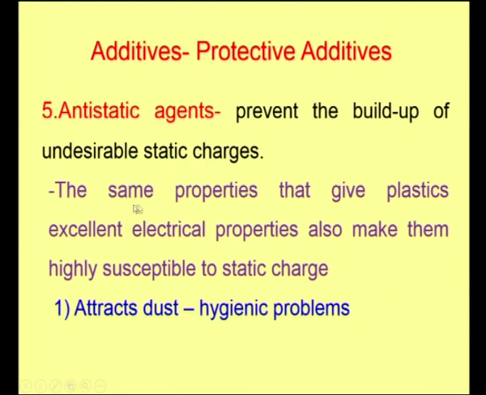Next important protective additive is the anti-static agents, which actually prevent the buildup of undesirable static charges. The same properties that give plastics excellent electrical properties also make them highly susceptible to static charge. So, nowadays people do expect conductive applications from polymers. Therefore, while you make a polymer conducting, at the same time it also makes the system prone to accumulation of static charges on its surface.